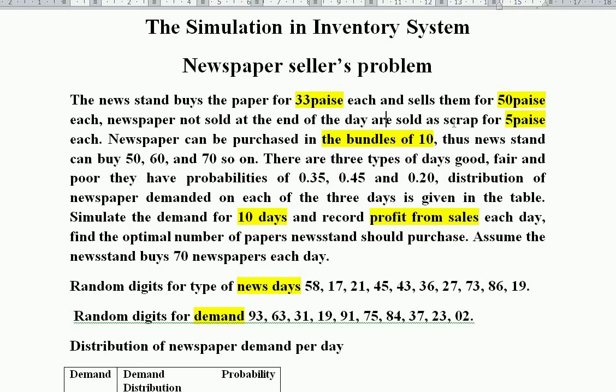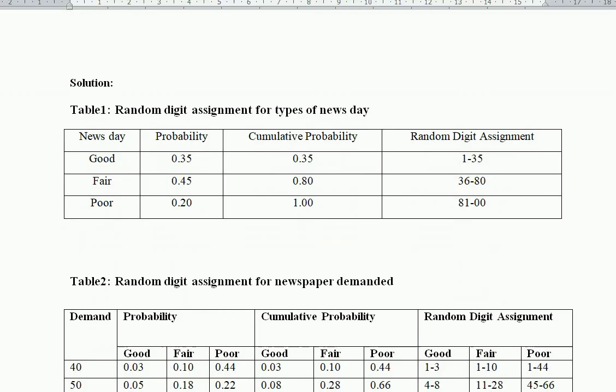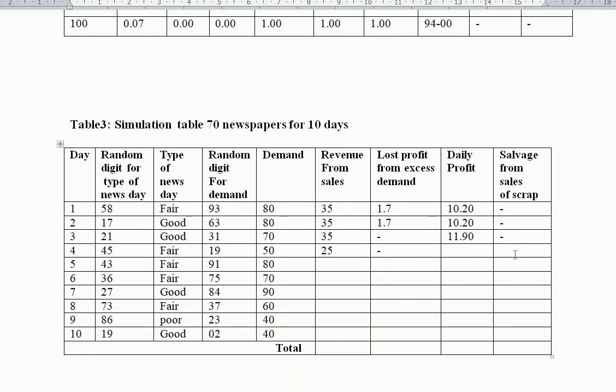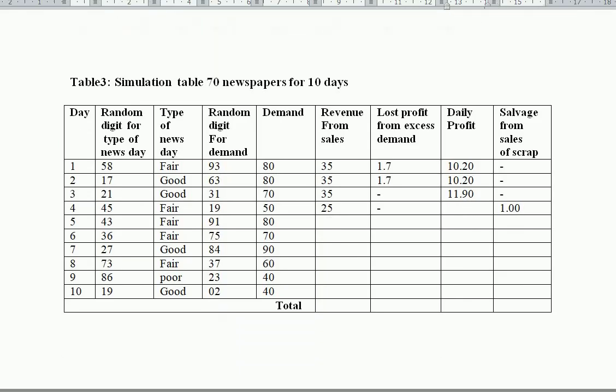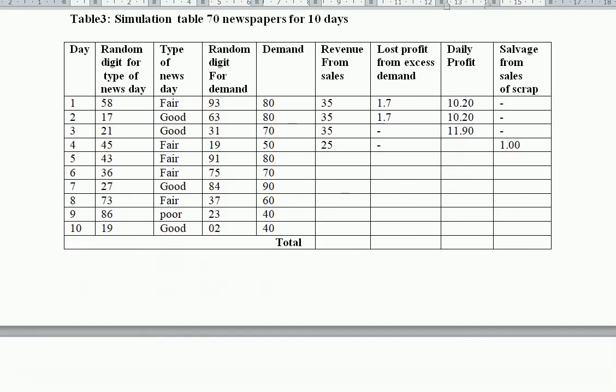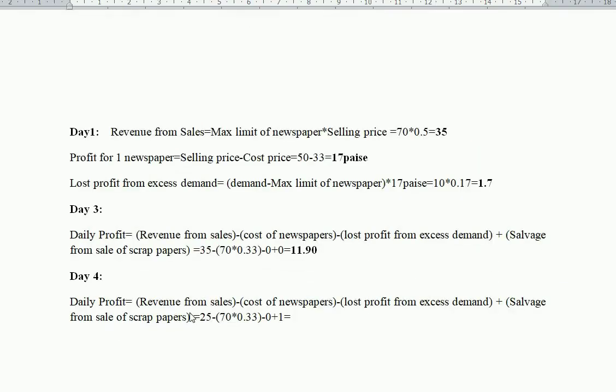So here in the question, they are given that those 20 newspapers are sold as scrap for 5 paisa. So the salvage from the sales of scrap is 1.00. Now we have to find the daily profit. The daily profit for day 4 is, we are going to calculate the daily profit for day 4, that is revenue from sales.